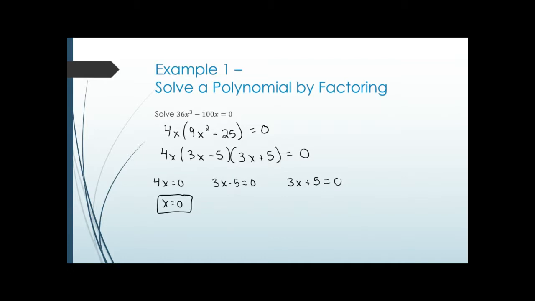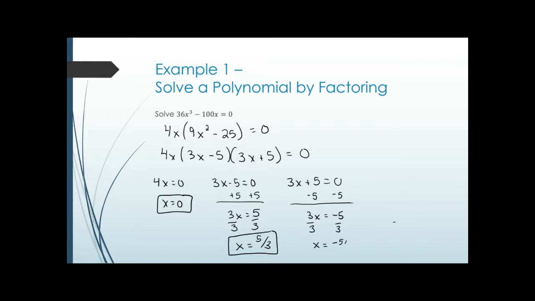Then 3x minus 5 equals 0, so I'm going to add 5 to both sides to get 3x equals 5. And then I'm going to divide both sides by 3, and I'm going to get a fraction. I'm going to get x equals 5 thirds. So that is our second answer. And then the third equation, in this case, we're subtracting 5. So we have 3x equals negative 5. And then I divide both sides by 3. And I get x is equal to negative 5 thirds. So we get 3 answers here.